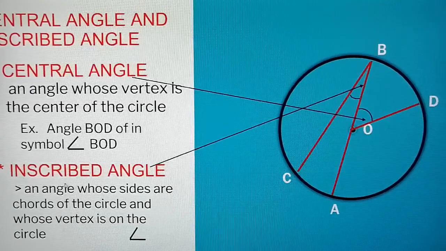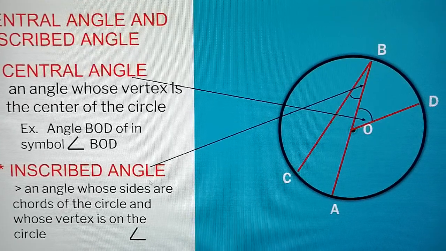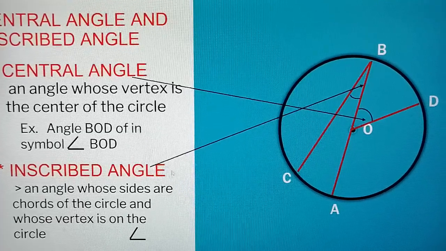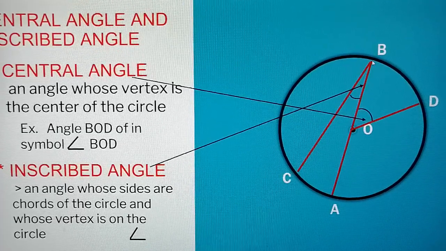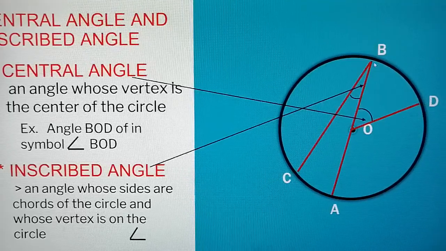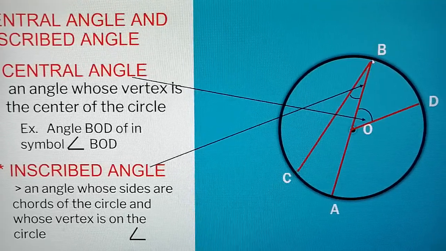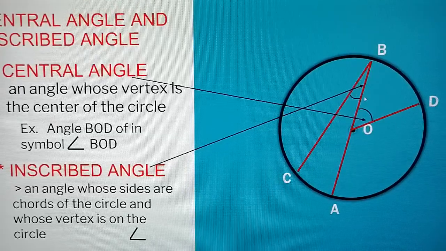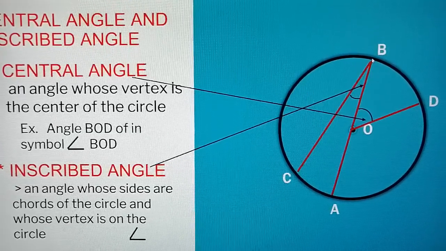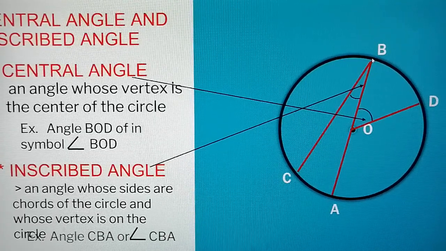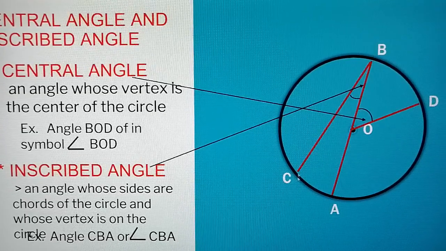Now, what about an inscribed angle? An inscribed angle, on the other hand, is an angle whose vertex is on the circle and whose sides are chords of the circle. We have here an angle whose vertex is on the circle. So we can name this angle as angle CBA or angle ACB. Okay, is it clear?